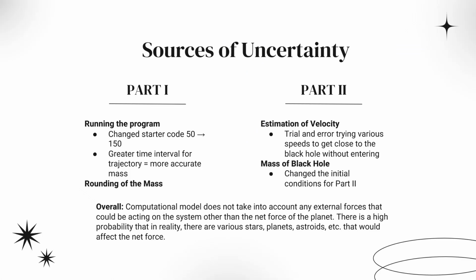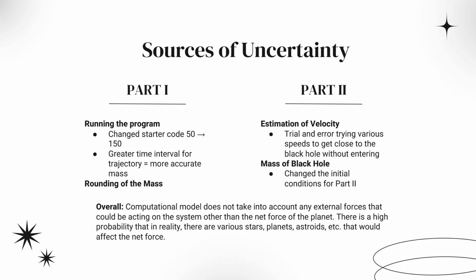A note that should be made is that due to the experiment being purely computational, there's no graphical comparison between real-world data and computational models. There may have been multiple sources of uncertainty during this experiment. Starting with Part 1, when running the code, we were given a rate to choose. The start code was set to 50 iterations, but I changed it to 150. The greater the time interval, the more accurate the mass of the black hole will be, due to it being an average from many instantaneous points in time. Additionally, rerunning the mass would affect the data.